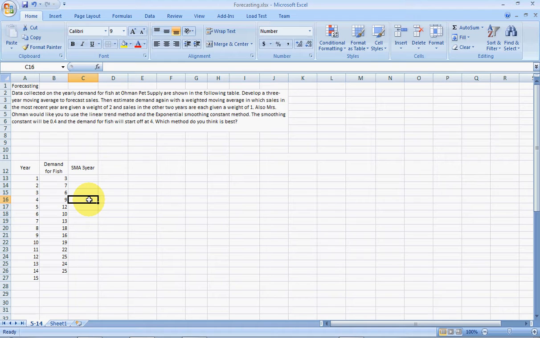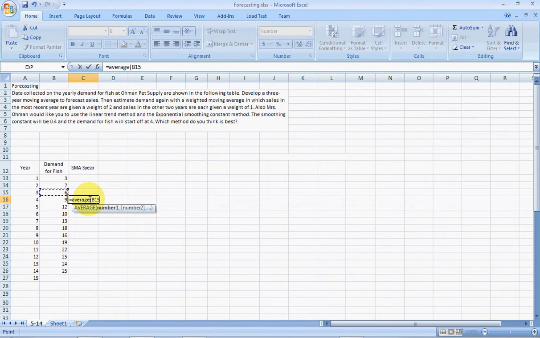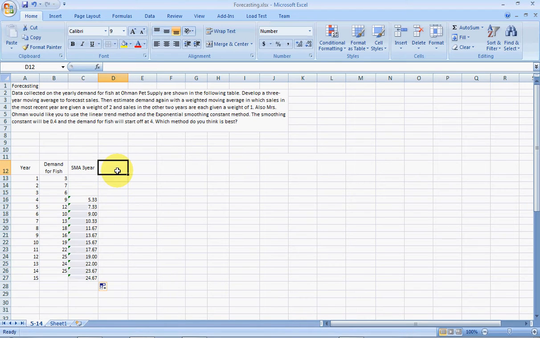So if we just go to 4 and do average of the 3 previous years, and then copy this down all the way down to 15, we get what the simple moving average would predict for the demand. So next what we're going to do is the MAD, or the mean average distribution.